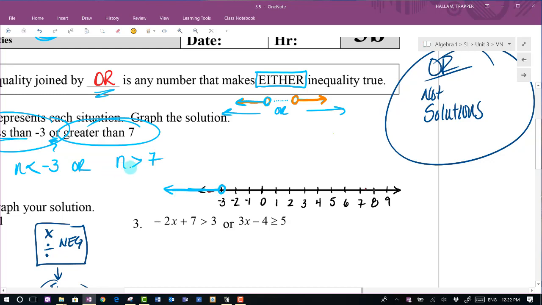Or, here's my other inequality, the solutions are greater than, because I run into the open side, than my boundary at 7. So let's identify 7, again also an open circle because it's greater than, not equal to, and it says the solutions are greater than 7. So what I get is the exact opposite of a barbell. If this was an AND compound inequality, we would be graphing in the middle, but it's an OR. So the solution satisfies one side or the other, but not both.